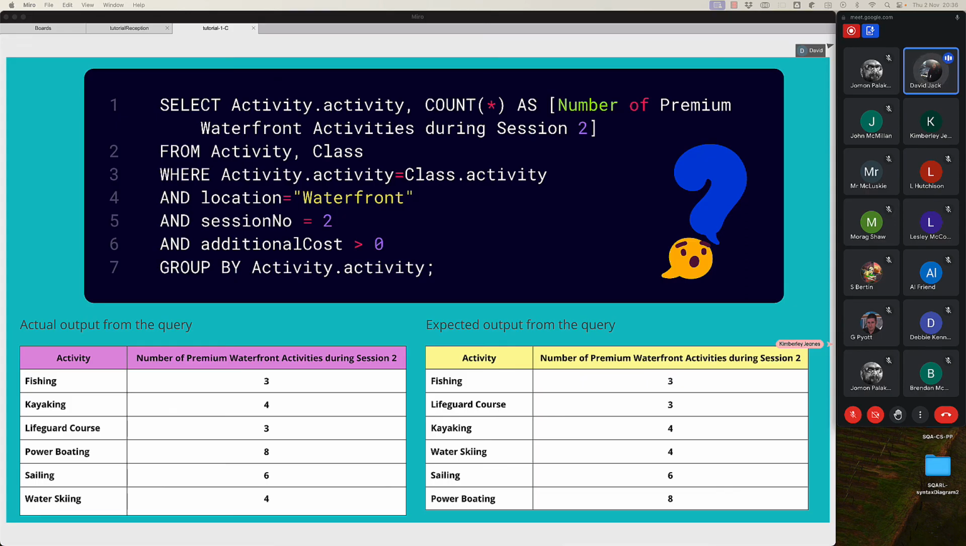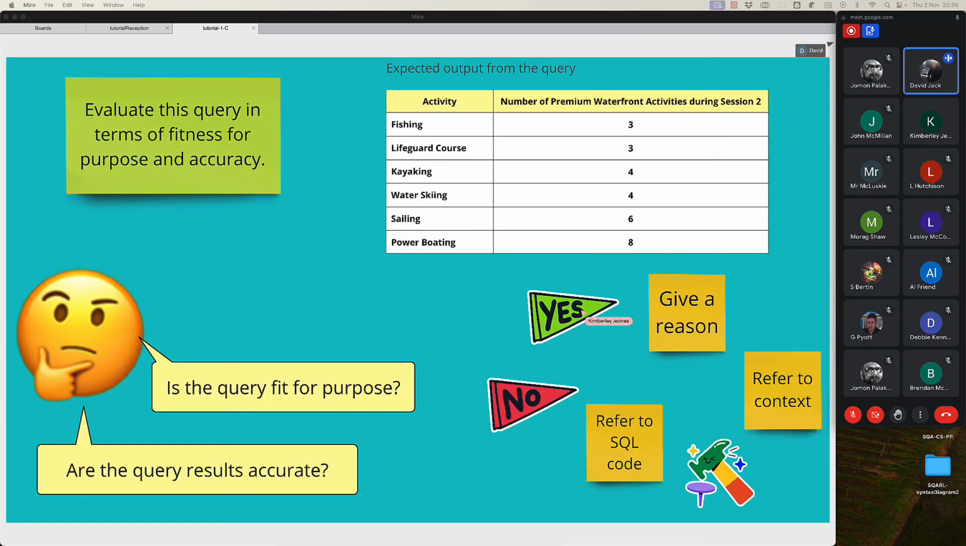So your evaluation clearly stated that the query is accurate, and you've provided reasons for this using the context of the task, and you've referred to the relevant SQL statements used in the query. So yeah, I think you got that. Well done. Thank you so much.